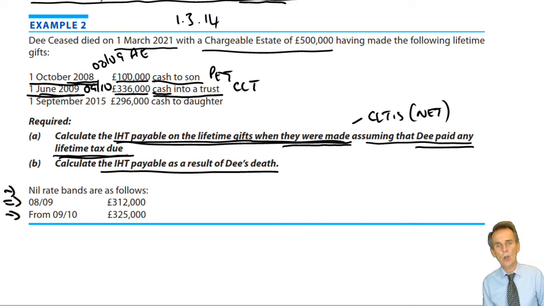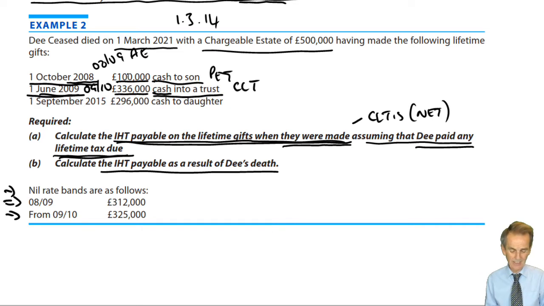Now, as you know, when you deal with the deduction of annual exemptions from the transfer of value, you would deduct the current year's annual exemption first. That would be 0910 in relation to the CLT. And then, if unused, the unused annual exemption from the previous year.